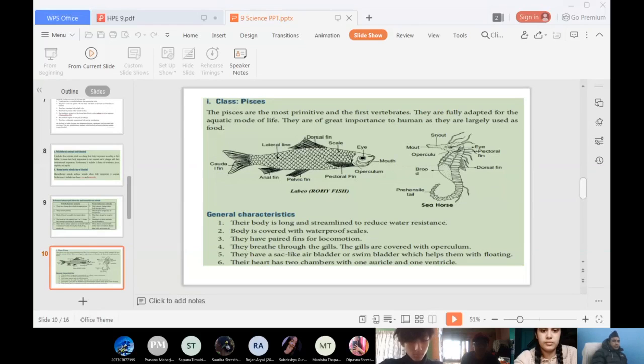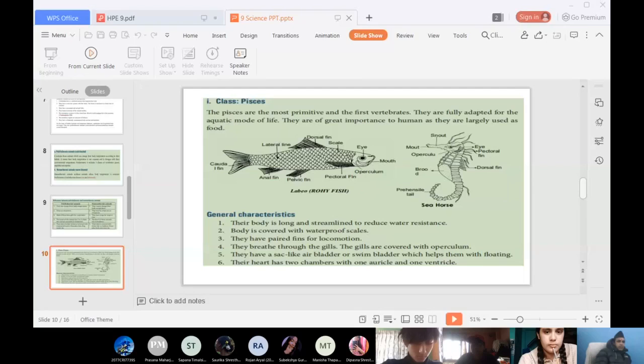First characteristic: their body is streamlined. Please underline in your book. Streamlined means like a boat. Their body is like a boat. Front part and back part are pointed. Middle part is wide. So that is called streamlined. Their body is streamlined.